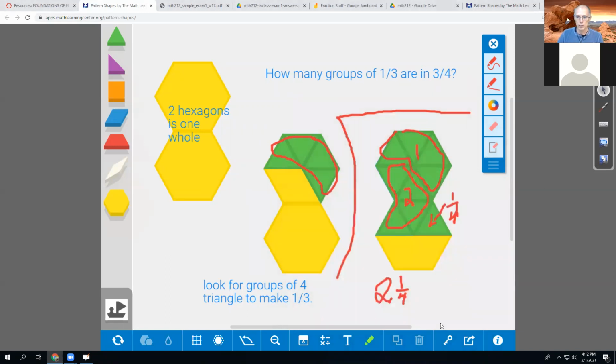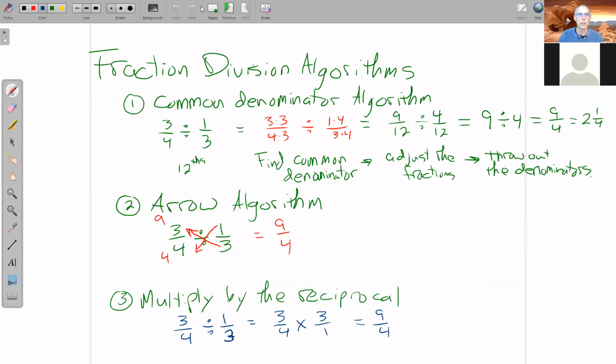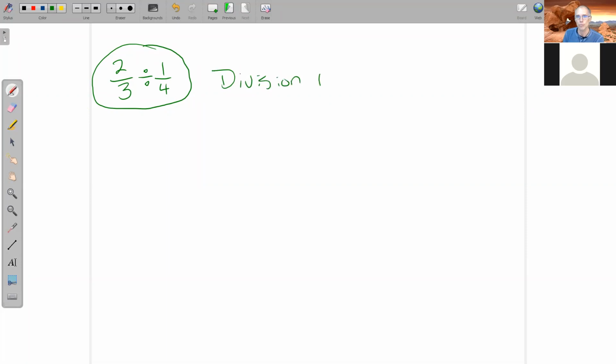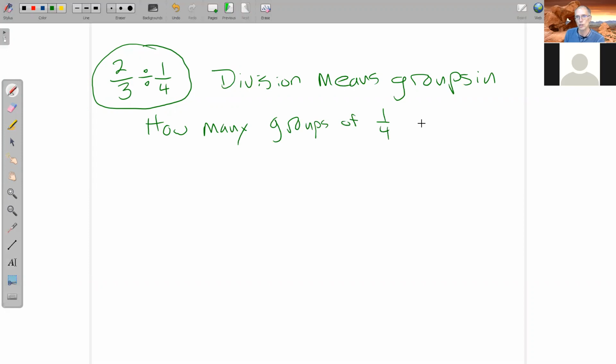All right, so let's see. What is going to be our problem? Let's get a new one. How about 2/3 divided by 1/4 is what I want you to show with the pattern blocks. And I don't want you to use an algorithm, I just want you to use division means groups. So in other words, the question you're going to try and illustrate is how many groups of 1/4 are in 2/3. And so you'll have to draw that out with the pattern blocks, find a common denominator, and have a brief justification there. So I'm going to reset the groups here.